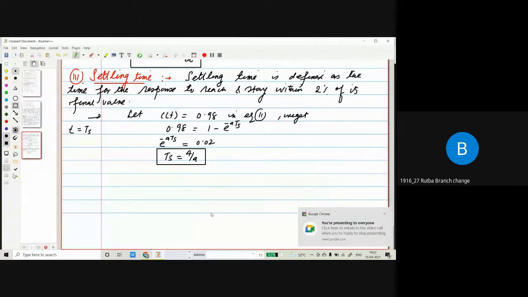No, sir. Okay, now let's have a numerical, small numericals on this one. Then we will go to the second order system. Now we have problem number 1 here.